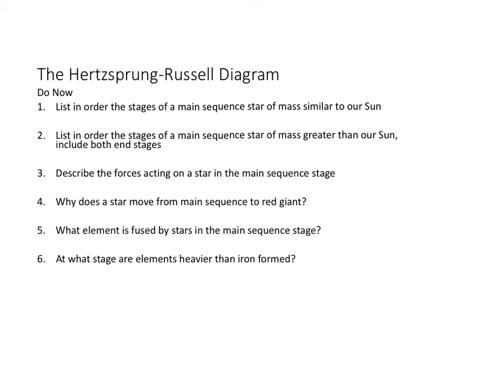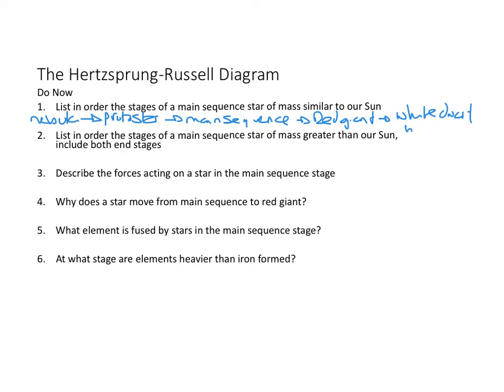Okay, so first things first, let's go through the stages of a main sequence star similar to our Sun. Okay, so we're going to start with a nebula. And that goes into a protostar, main sequence star, a red giant, then we have a white dwarf, and then that turns into a black dwarf, okay?